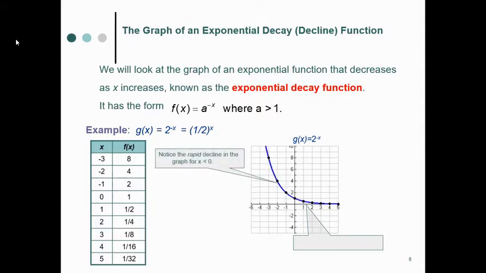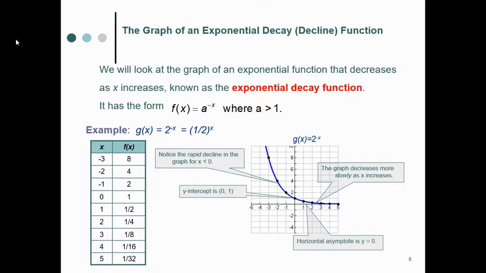So notice the rapid decline in the graph as x is less than 0. The graph decreases more slowly as x increases. The y-intercept is (0, 1), and the horizontal asymptote is still y equal to 0.